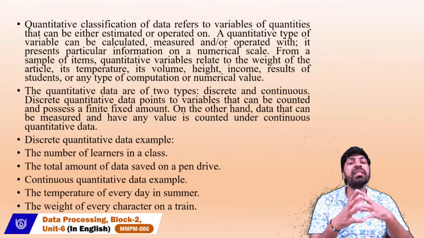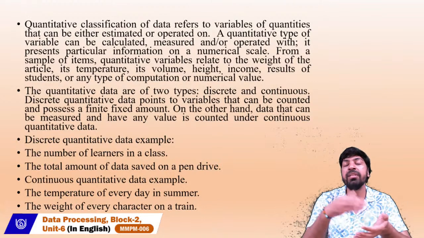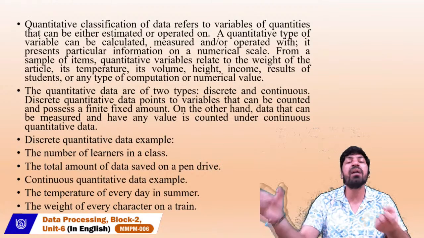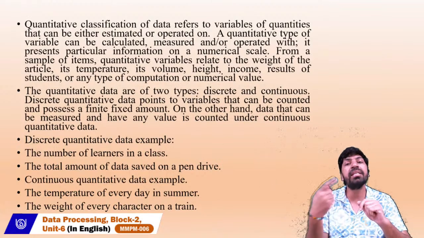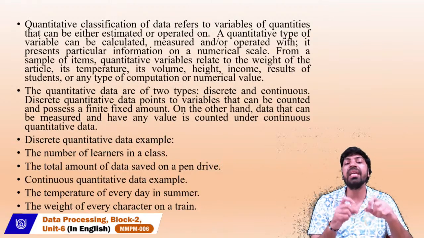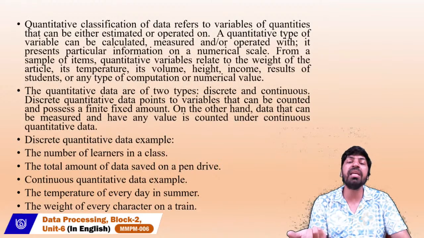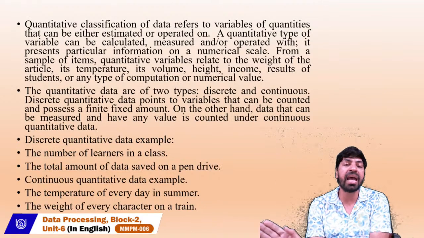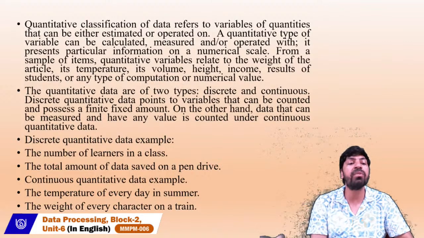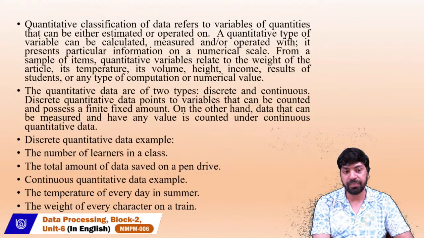So a discrete quantitative data example: number of learners in a class. It's a finite amount. If the university has decided in a class there are 60 students, this is a finite fixed amount. So this becomes a discrete quantitative data example. Another one: the total amount of data saved on a pen drive. If the pen drive tells us that only 6 GB of data can be stored in that pen drive, then 6 GB is a finite fixed amount. It becomes a discrete quantitative data example.